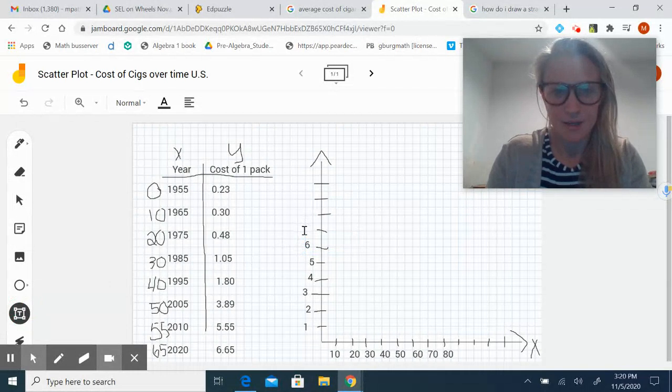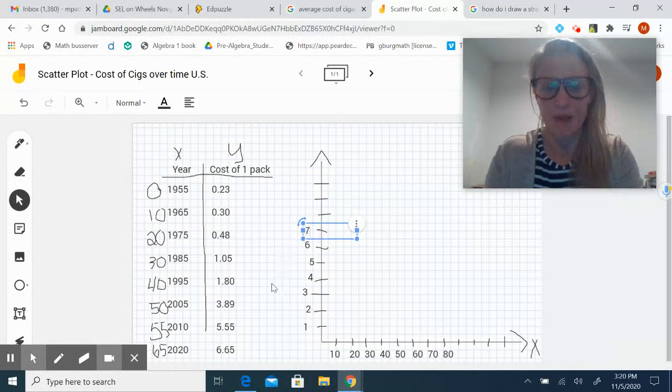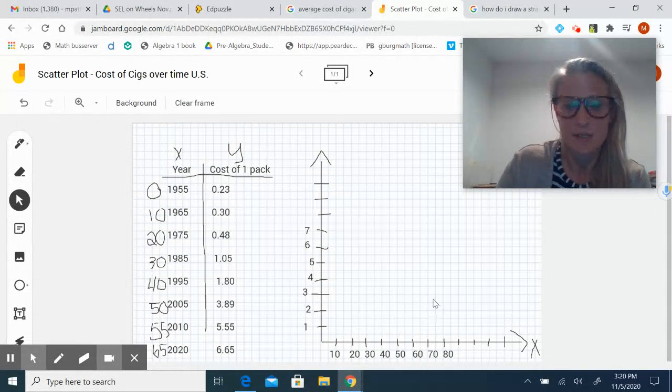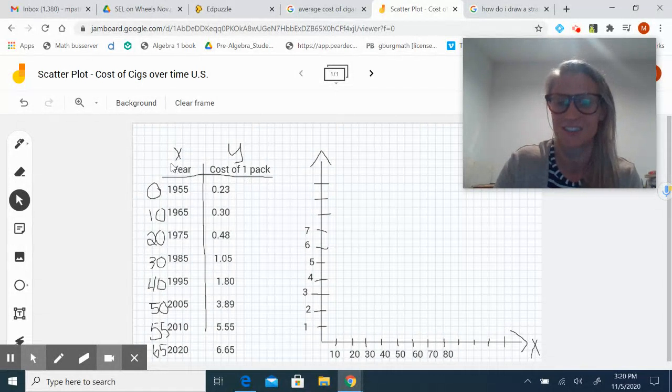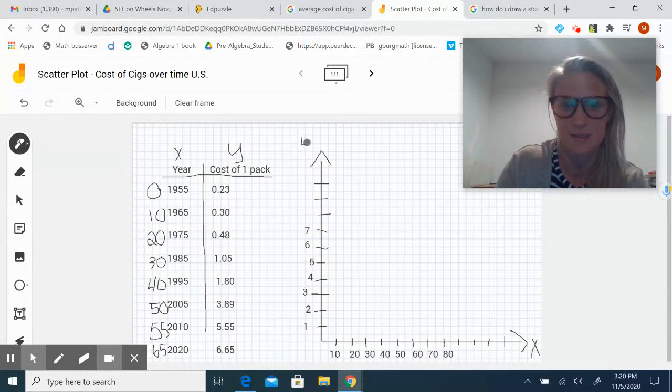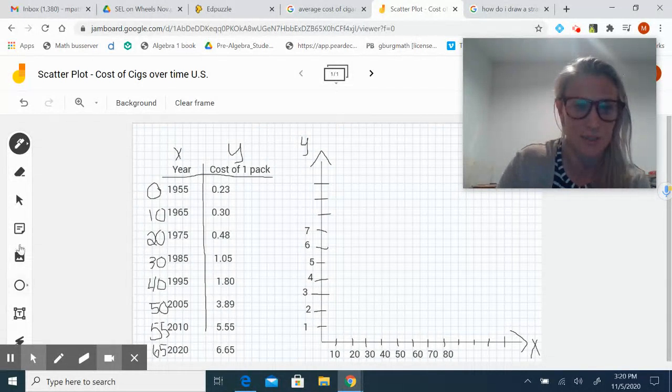Okay, let me put 7 on there. And again, I could keep labeling, but that will cover all the information I currently have. All right, and I should label that with cost of 1 pack of cigarettes, or this is probably sufficient, is that I have my X and my Y labeled up here. So I'll just label my X and my Y axis so you know what I'm referring to. Okay, again, this one needs to be something that's independent, like time, and this one needs to be what's dependent on it. So that is something you'll have to make a choice about.